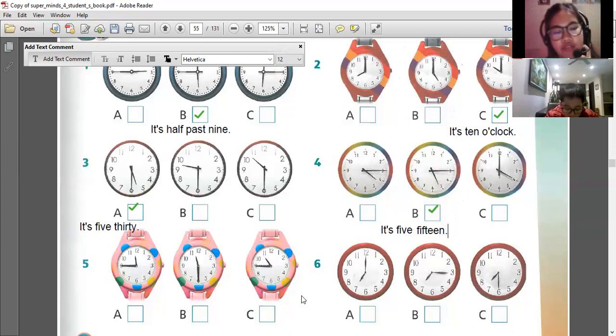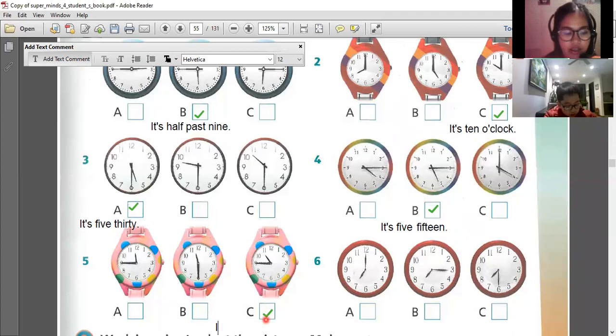Okay, next, number 5 is, how about letter C? Yes, what time is it? Number 5, letter C. What time is it? Yeah, that's number 5, letter C. It's 11:45. Exactly. Okay, very good. It's 11:45. Okay, and number 6 is, okay, what time is it in letter B?